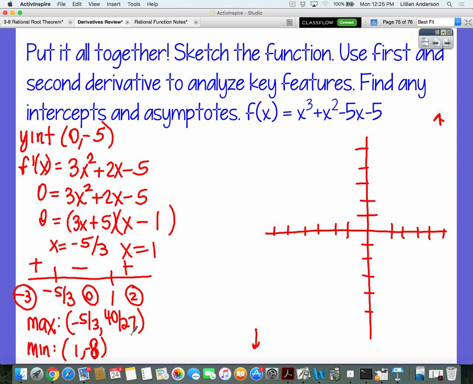So you basically have to set the derivative equal to zero and find your values where it changes from positive to negative. This lets you know that you have a maximum at negative 5/3, 40 over 27, which is a little less than 2. Okay, so you have a max there. And then you have a min at 1, negative 8.